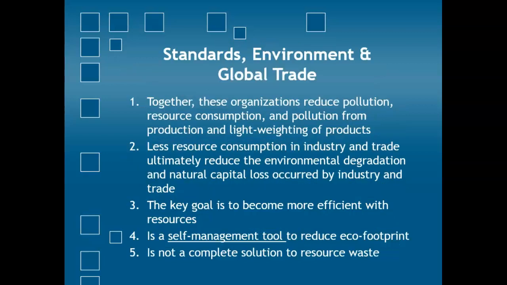Okay, so let's talk a little bit about standards, environment, and global trade. So together, these organizations reduce pollution, resource consumption, and reduce pollution from the production and lightweighting of products. Less resource consumption happens in industry and trade, and what that does, it ultimately reduces environmental degradation and the loss of natural capital that is caused by industry and trade. And number 3 would be that the key goal here is to become more efficient with the use of natural resources. Number 4, this is a self-management tool to reduce ecological footprint. Now, it's not a complete solution to resource waste, but it is a serious solution to the problems of electronic waste.